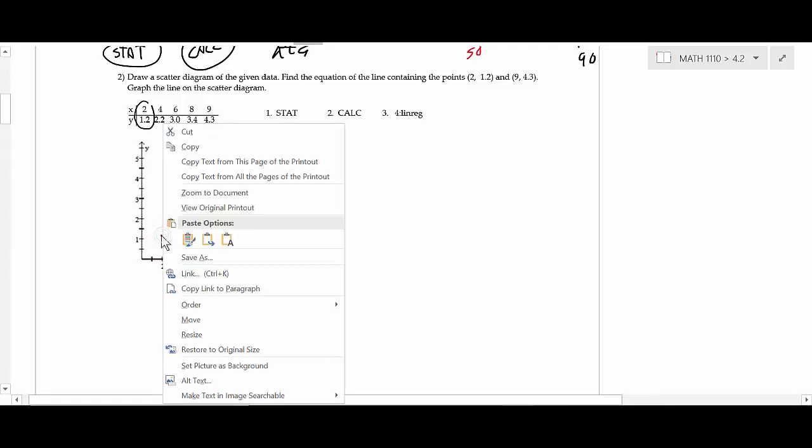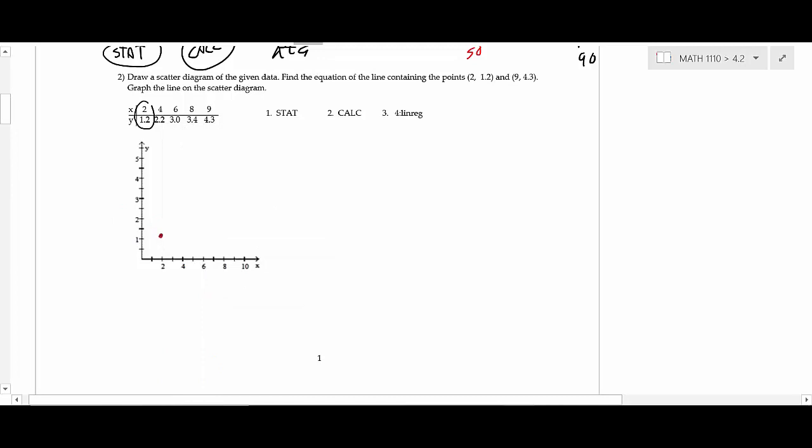You're just estimating, really. Okay, so over 2 up 1.2, over 4 up 2.2, a little high, or 2.2. Okay, over 6 up 3. Okay, and then over 8, and then up about 3.4, and then over 9 and up about 4.3. Okay, doesn't that look like it kind of makes a line? The line's a little crooked, but it's making a line. Okay, that's a linear relationship.